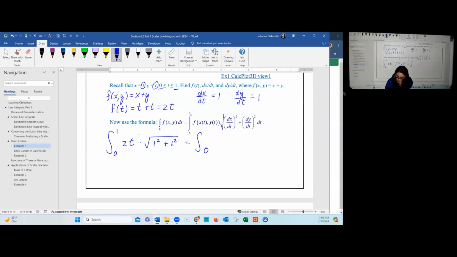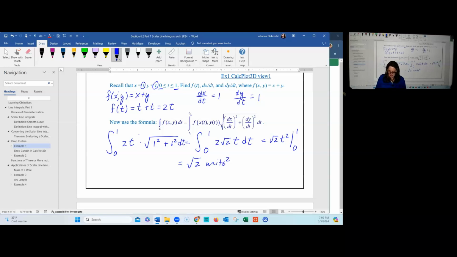So my integral goes from 0 to 1 of 2 square roots of 2 times t with respect to t. We can integrate this directly, and this will give us the square root of 2 times t squared evaluated between 0 and 1. And this will give us the square root of 2 square units. This represents the area of the drop curtain of this particular shape.